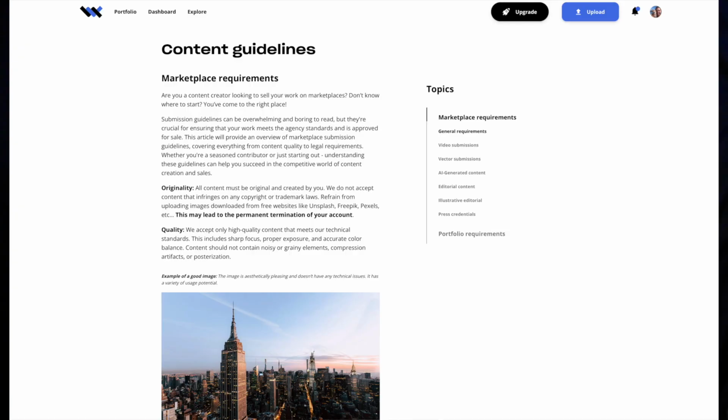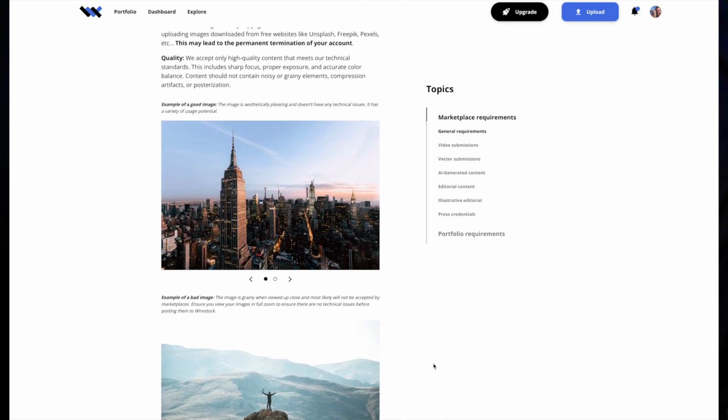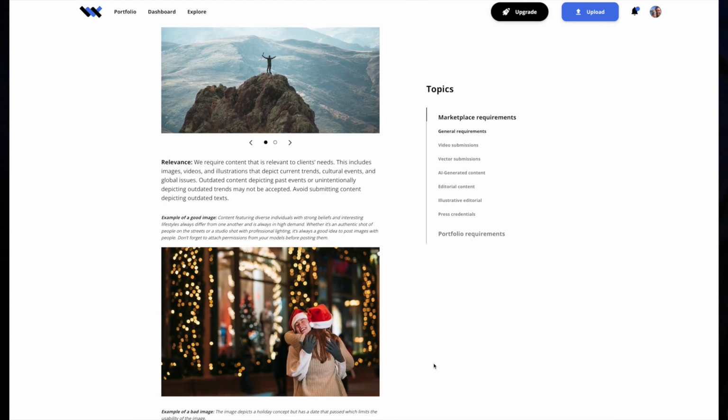So how do you get photos accepted to stock agencies? This is a question that a lot of people have. Recently, I got an email from Wirestock and they shared an article explaining what type of images and what criteria are going to get these photos accepted. That doesn't mean you're going to sell them, that just means that they're going to get accepted and you're going to have a possibility of selling these photos.